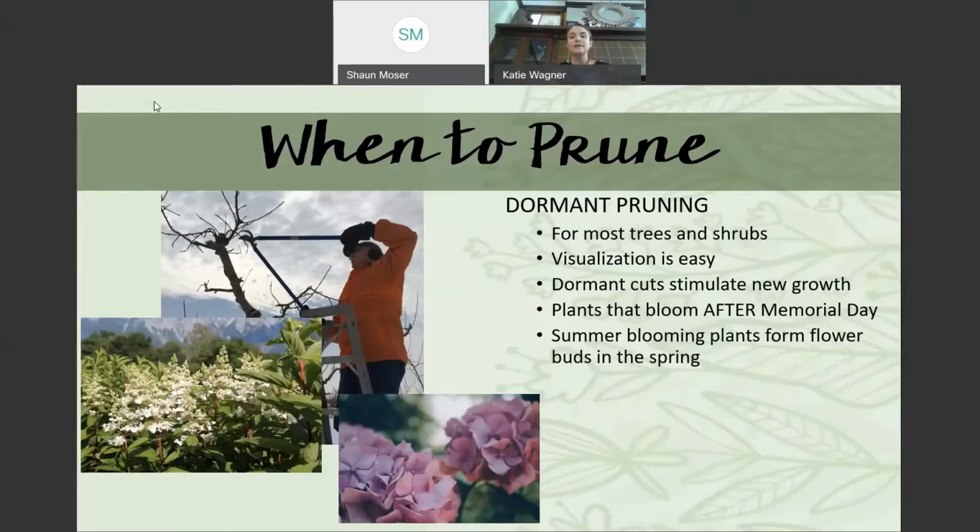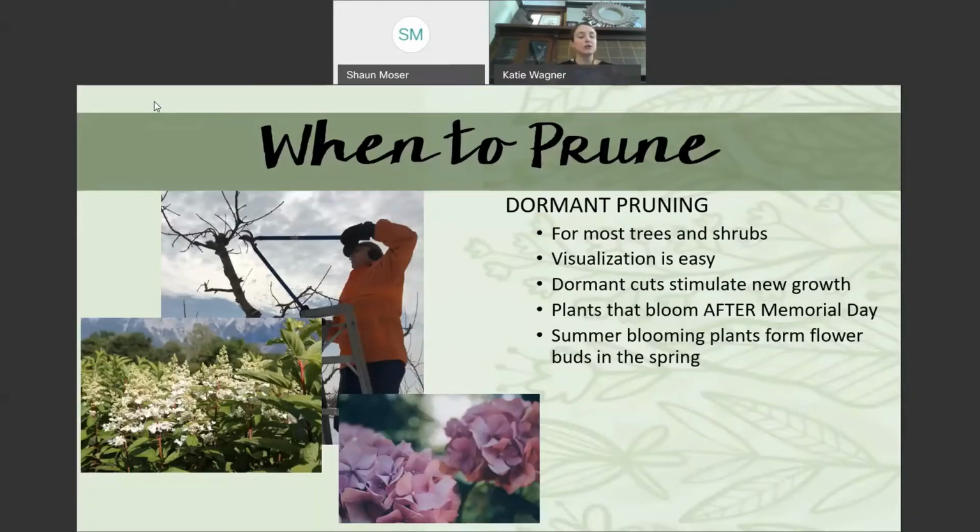One reason is that it's really easy to see all the limbs, all the branches, because with our deciduous trees and shrubs, so the trees and shrubs that are dropping their leaves in the fall time, our vision is not obstructed by that foliage on that plant. So we can really see the form of the plant. We can easily see what we're doing. It's a lot easier to physically get up into the canopy of trees or get down into the middle of big bushy shrubs this time of year.